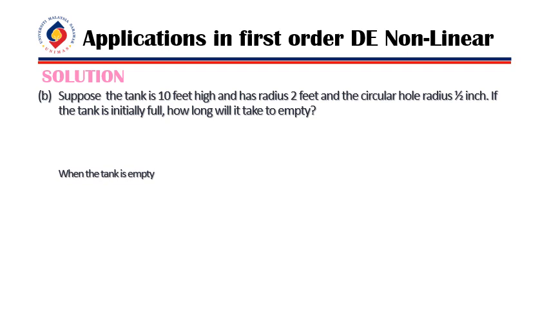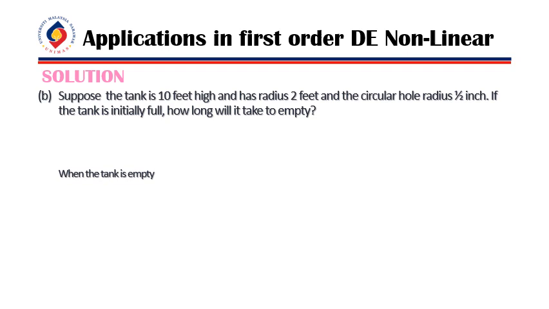So we are given the tank height, right? Suppose the tank is 10 feet high, so that means h_0 equals 10 feet. And the tank has a radius of 2 feet, and then the circular hole, r_w, is the radius of water.